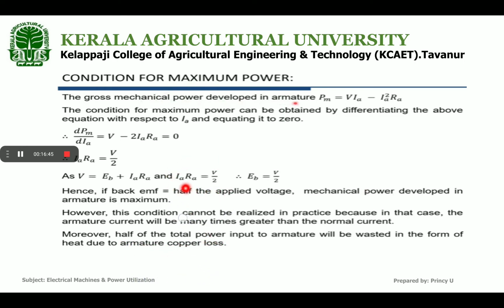So in this, you know that IaRa is equal to V by 2, or Eb is equal to V by 2. The total input voltage, we know, what is it supplying for? To overcome Eb and also to supply Ia square Ra. So only half of the supply voltage contributes to the useful part, and the rest goes to Ia square Ra, so the loss will also increase. That is not fair. So by these two reasons, this condition is not practically feasible.